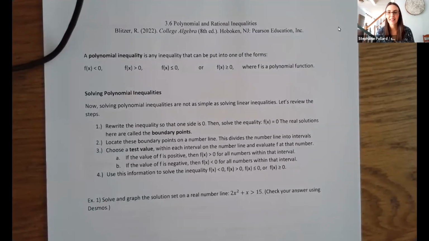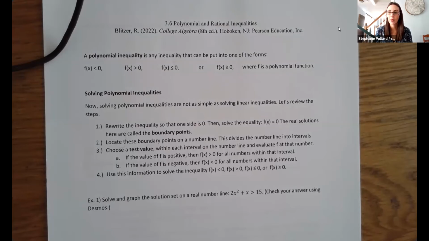Hi everybody, in this next set of videos, we're going to look at polynomial and rational inequalities. So that word inequality means the same thing it always has, but we're looking at sort of equations, but instead of equal signs, they have less than, greater than, less than or equal to, or greater than or equal to.